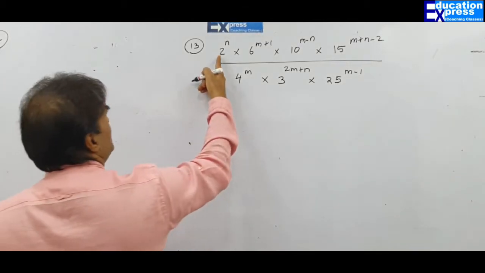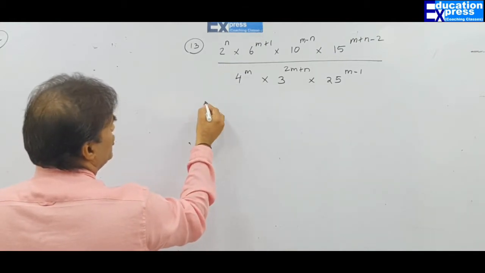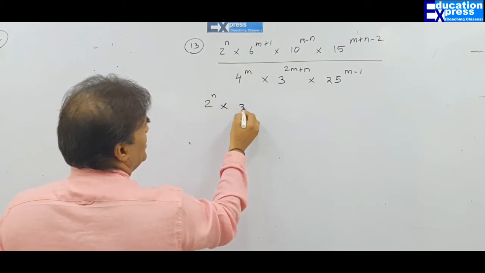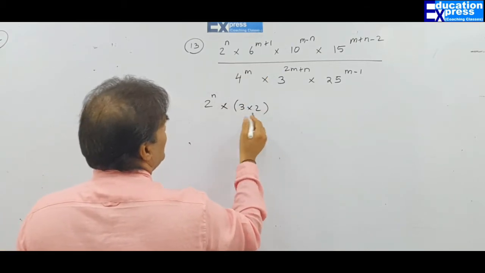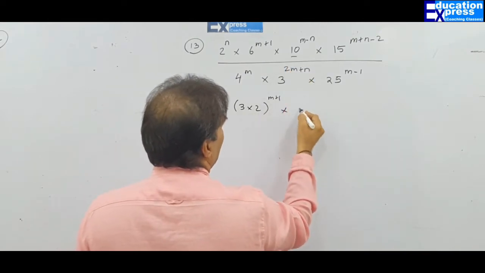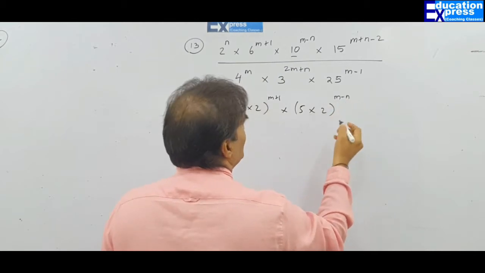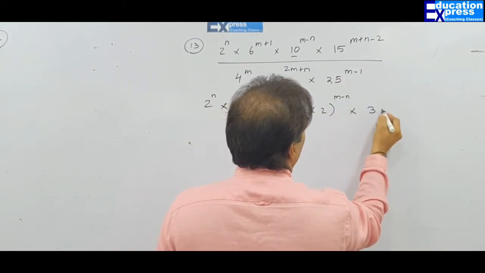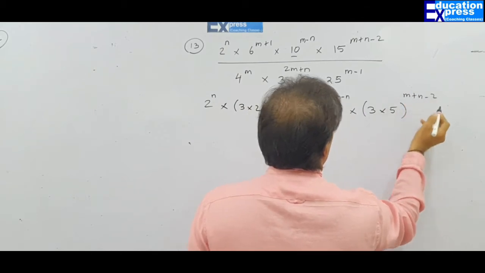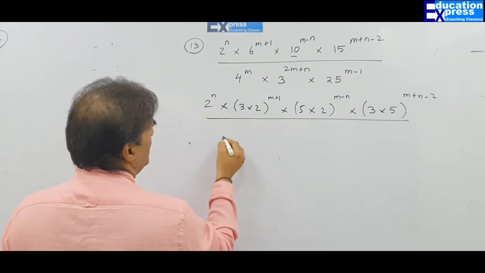What we can do is convert the complexity into the simple part. 2 raised to n, it is in the simplest form. Whereas 6 can be written as 3 into 2 raised to n. Now you can say that you have broken it into the simpler one. 10 can be written as 5 into 2 raised to n, whereas m raised to n remains the same. 15 can be written as 3 into 5, and that is raised to m plus n minus 2. So we have just broken the numbers into prime numbers.